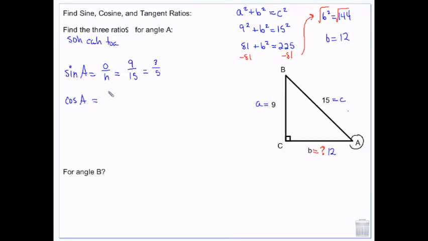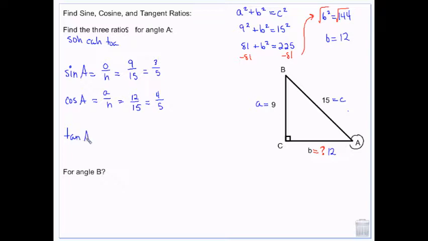The cosine of A is adjacent over hypotenuse, because we're at the cosine part. 9 is opposite, 12 is adjacent. So it's going to be 12 over 15, and I need to reduce that. They both divide by 3, so it's 4/5.